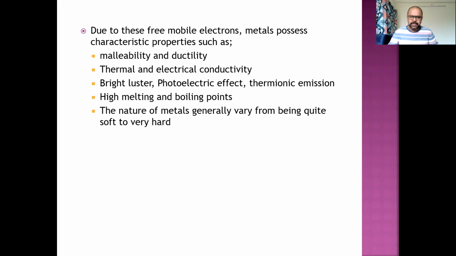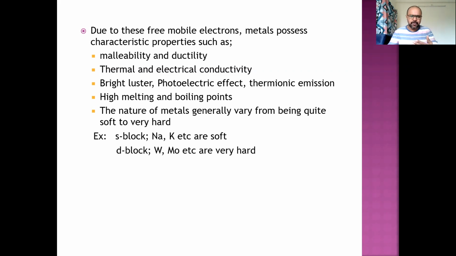The nature of metals generally varies from being quite soft to very hard. S block elements are soft because they contribute fewer electrons for the metallic bond, whereas D block elements, like tungsten and molybdenum, are found to be very, very hard, for the reason that they contribute more electrons for the formation of the metallic bond.